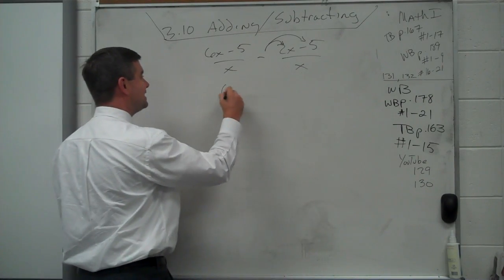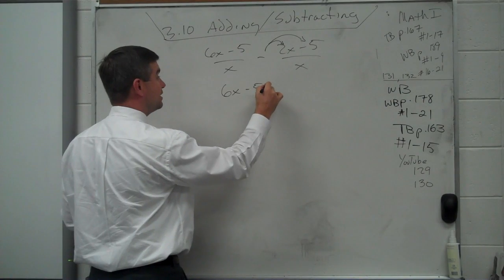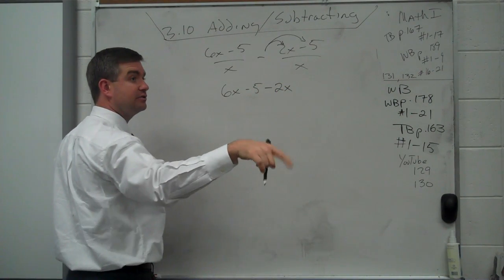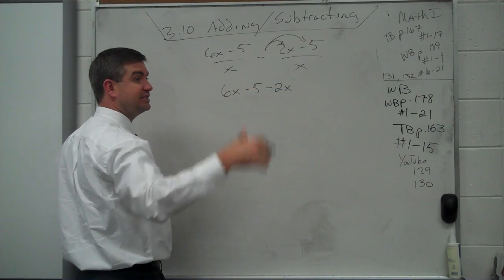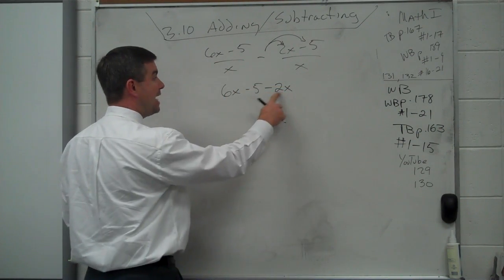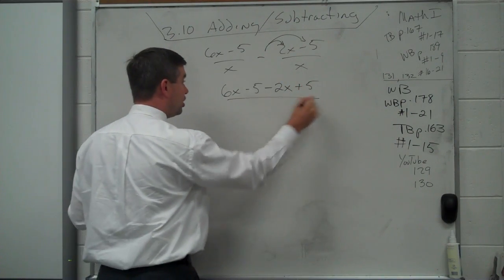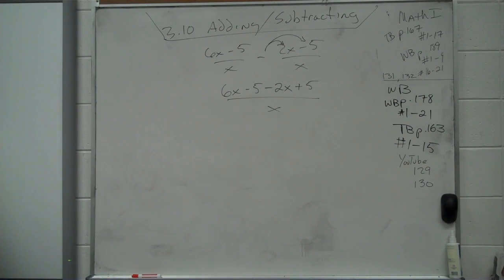So here we go. 6x minus 5, then it's going to be minus 2x plus 5, all over x. How come I can write it all over x? Because it's the same denominator. Yeah, because you just combined it. You put it all over x.